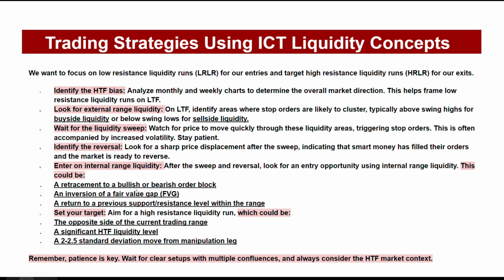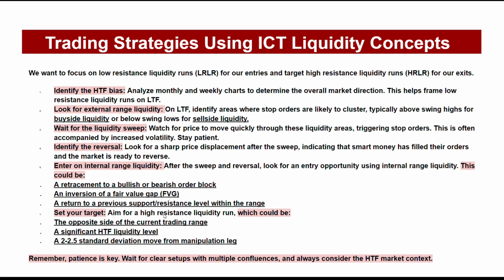This could be a retracement to a bullish or bearish order block, an inversion fair value gap, so a fair value gap getting inverted and then retracing back in as an entry, or a return to previous support and resistance within the range. So that could be OTE or a fib retracement. So now we have to set our target. We want to aim for a low resistance liquidity run.